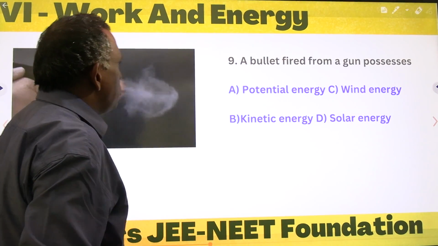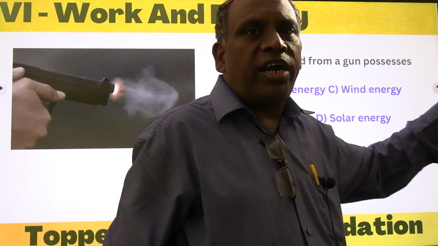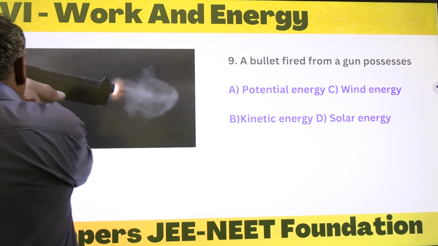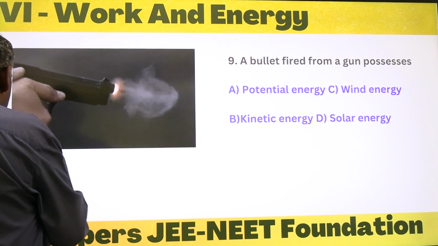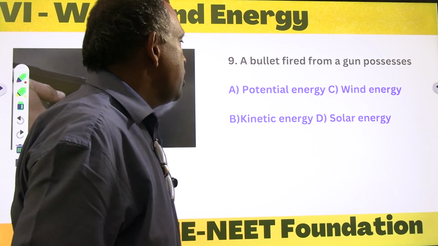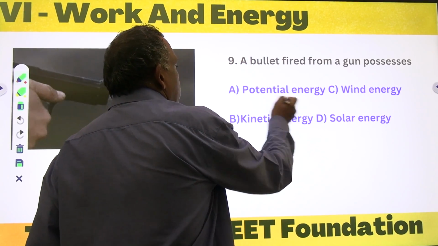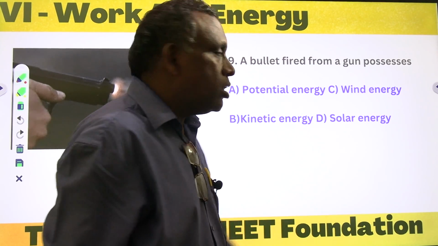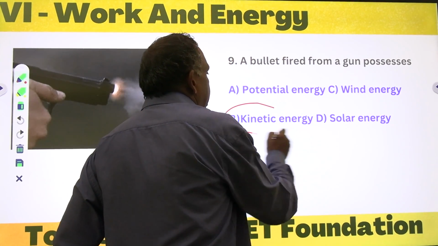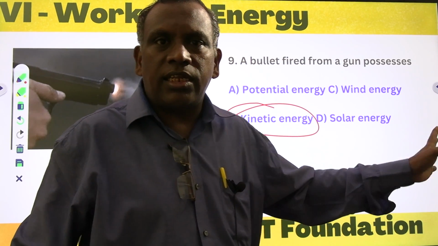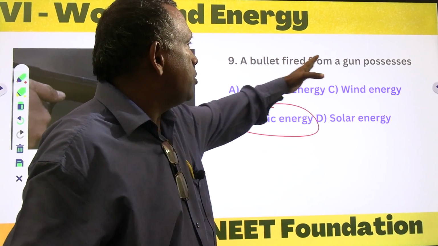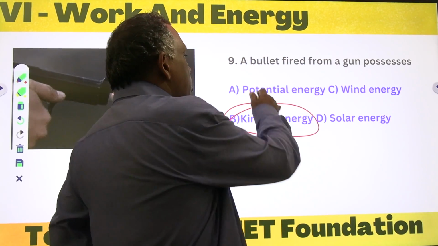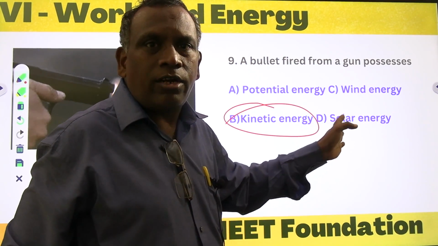Next, the 9th question: a bullet fired from a gun possesses dash energy. A fast-moving bullet involves motion. The options are potential, wind, kinetic, and solar energy. The right answer is kinetic energy, because a fast bullet fired from the gun is in motion. Potential energy is not related to motion.